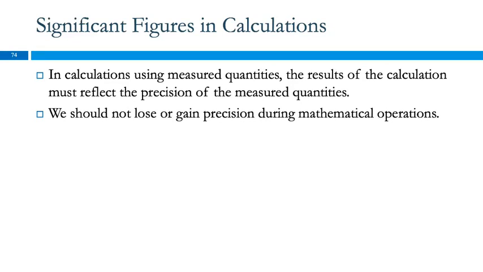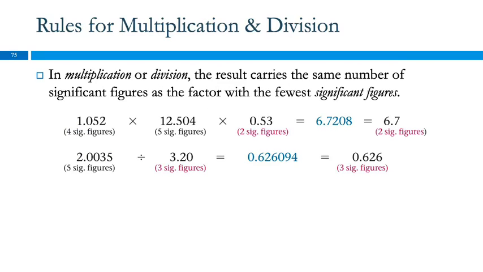So when we do calculations, we should not be gaining or losing precision. So our results have to reflect the precision of the measurements that we started with. So that's why we look at the significant figures. Two broad categories of operations, multiplication and division, are similar, just opposites of each other, and then adding and subtracting. So there's a different rule for each.